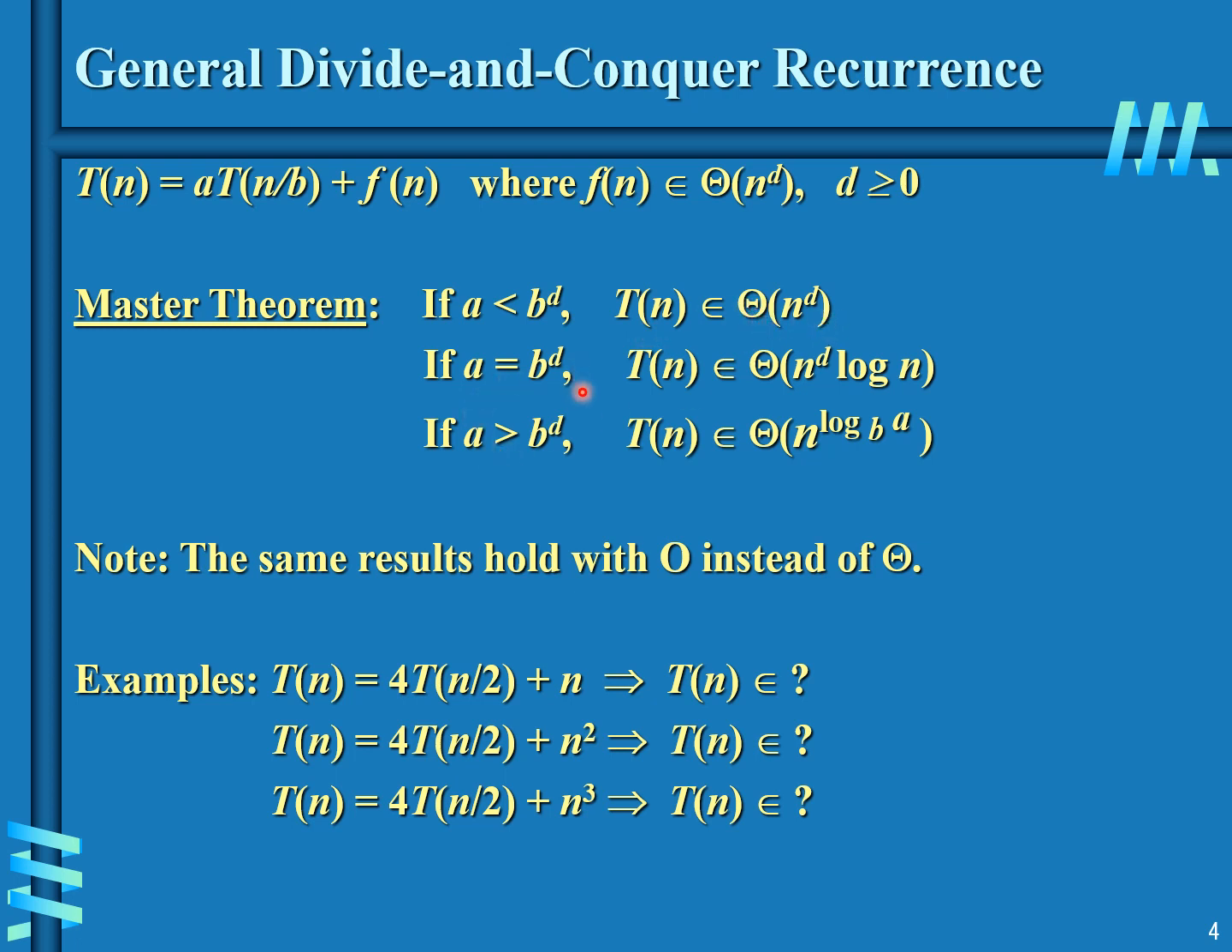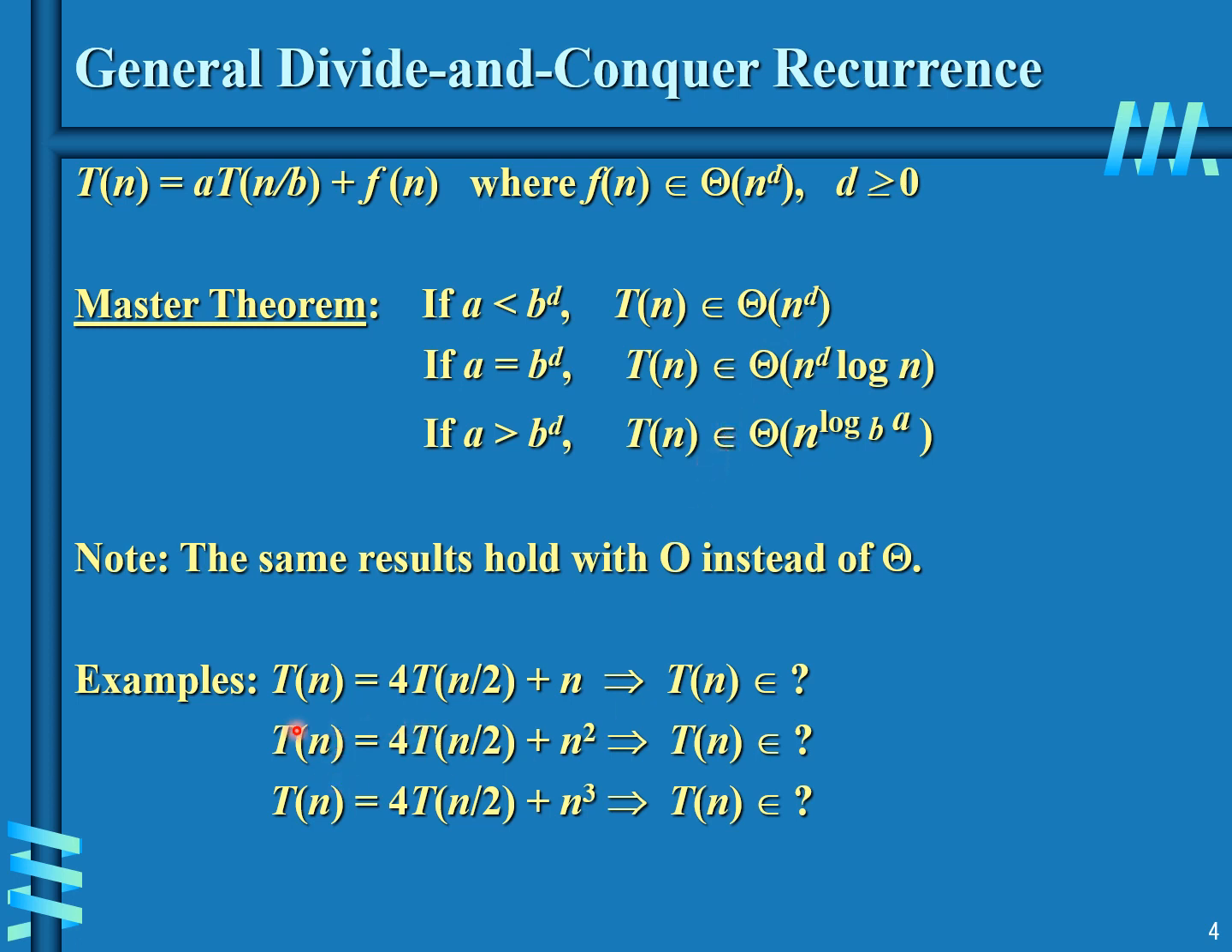If a equals b to the power d, then T(n) belongs to theta of n to the power d log n. If a is greater than b to the power d, T(n) belongs to theta of n to the power log a to the base b. The same thing holds for big O as well as omega notation.